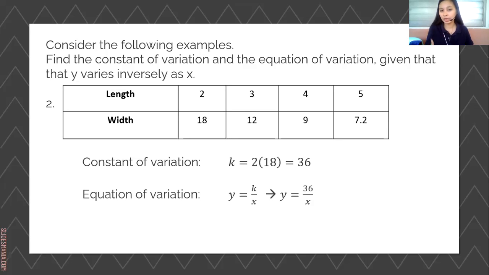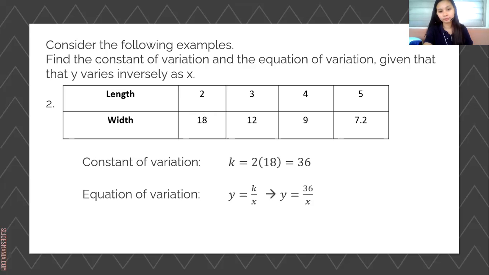Again, kapag table of values po ang given and ang pinapahanap po is constant of variation and the equation of variation po, you have to just choose a value po. Okay? Choose lang kayo ng points po. Sorry. Ayun yung correct word. Clarifications po, wala naman.